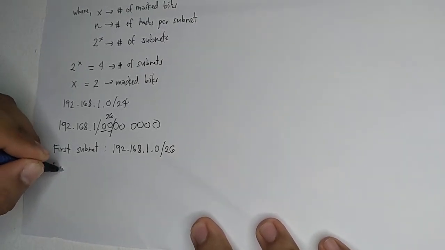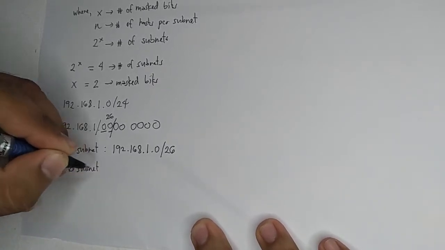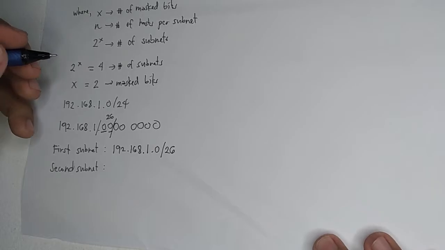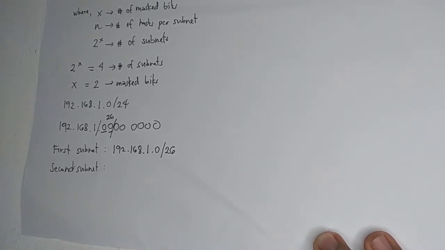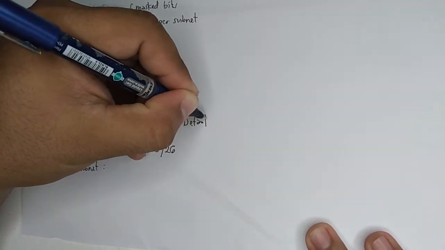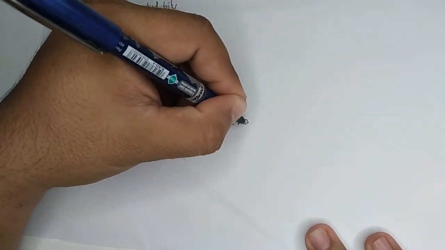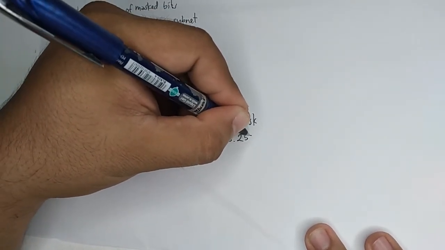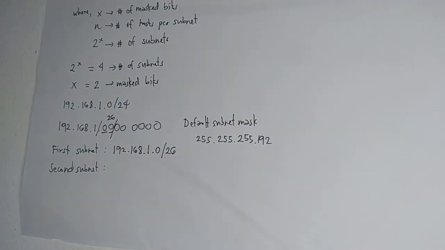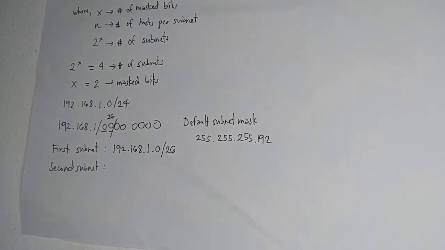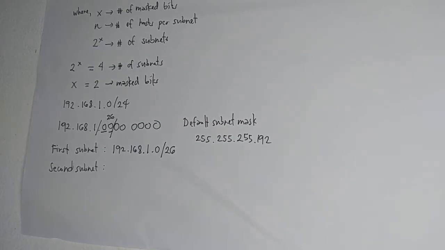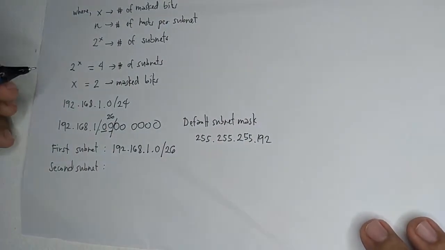Next is the second subnet. Let us remind ourselves that our slash 26 address has a default subnet mask of 255.255.255.192. Where did I get that one? Check on your sim. It is found on the table for classless interdomain routing, or CIDR, values. It shows the slash 26 default subnet mask.